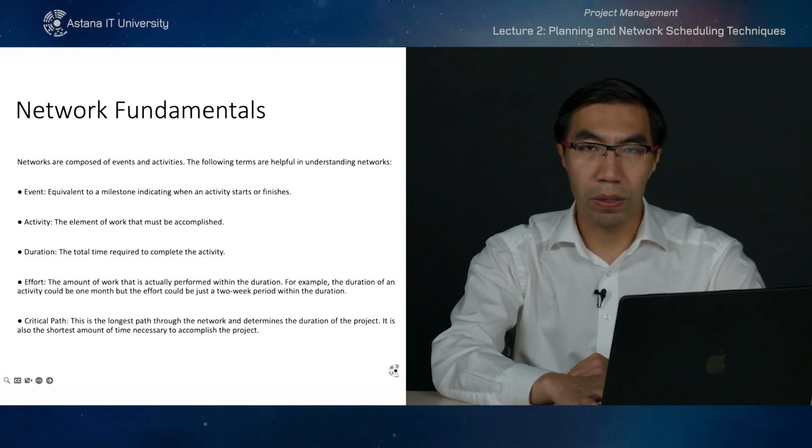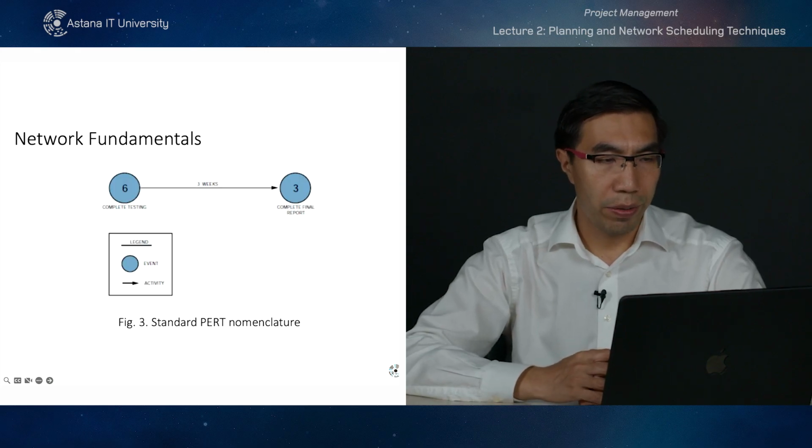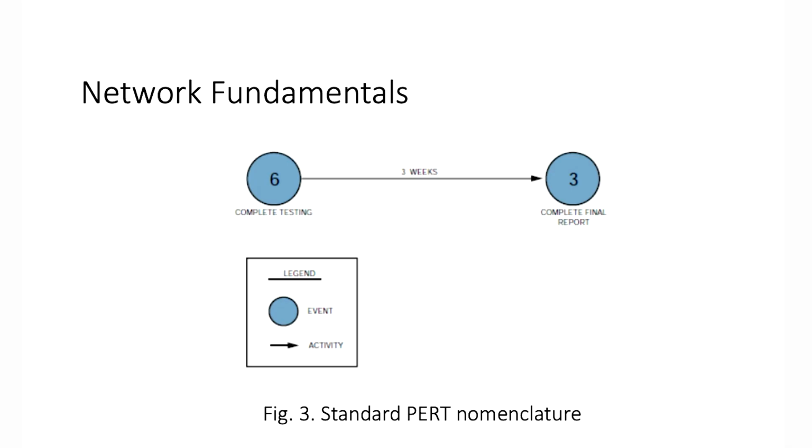Okay, now let's look at some visualizations. Here is standard PERT nomenclature. We have events, number 6 and 3. Then we have an activity, which will take 3 weeks. From complete testing to complete final report, it will take 3 weeks for the project.